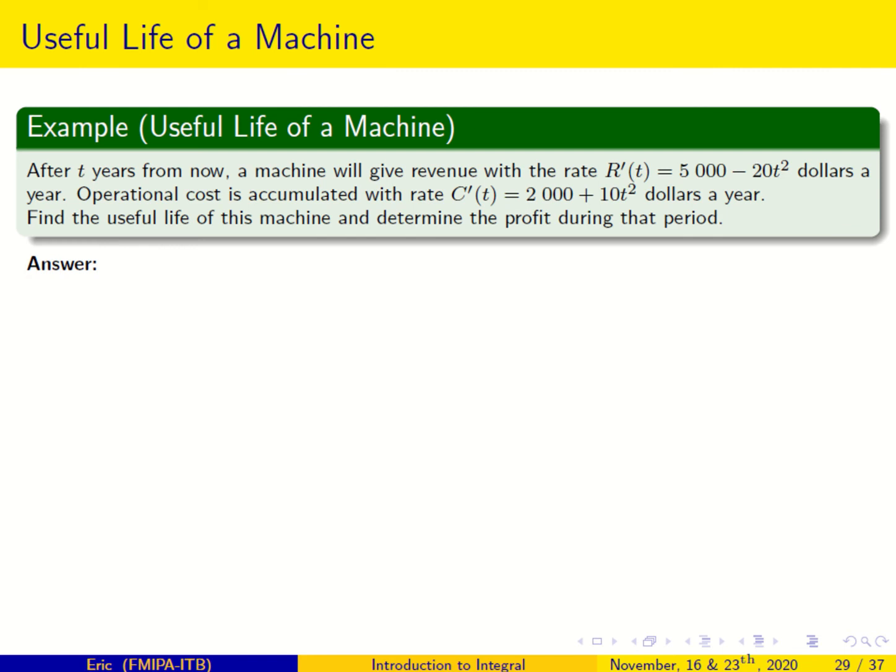So the first application is the useful life of a machine. Let's look at this example. After 2 years from now, a machine will give revenue with this rate, dollars a year. Operational cost is accumulated with rate C prime, that is given by this, dollars a year. Find the useful life of this machine and determine the profit during that period.